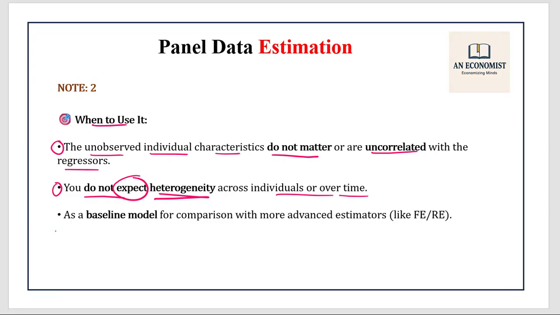And the third thing is the most important. It is used as a baseline model. This is a baseline model used for comparison for more advanced estimators like fixed effect and random effect. These are also important things that we will discuss in the subsequent videos. In this video, I'll explain only model one. I'll talk about fixed effect and random effect in subsequent videos. So this is basically an oversimplified baseline model, which helps you compare it with the more advanced estimation process. So this is note number two.